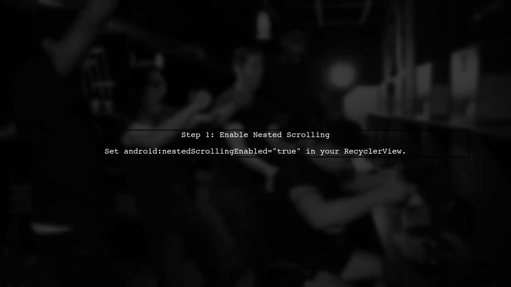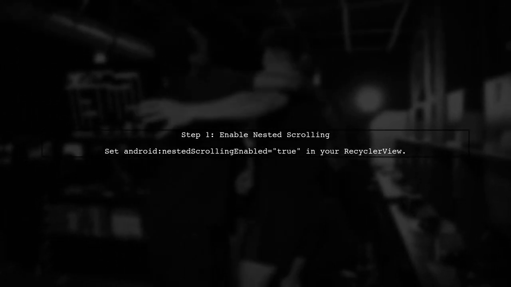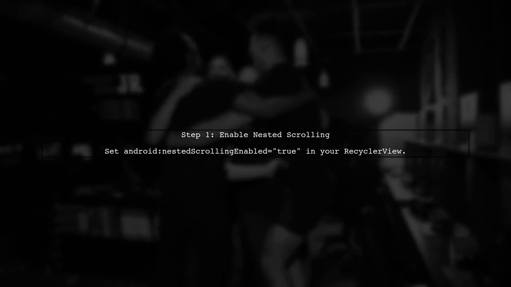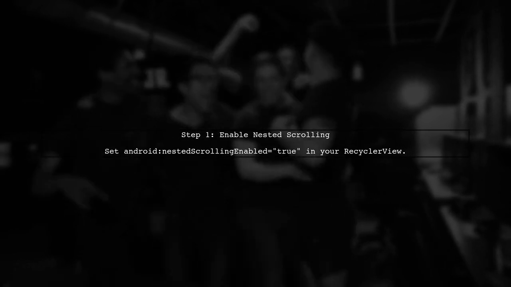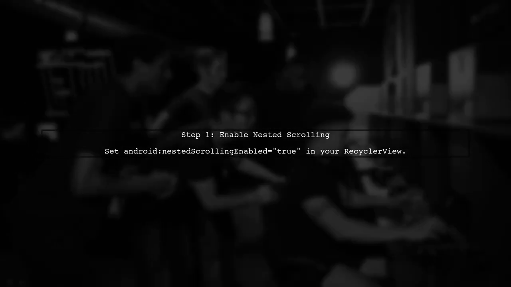Let's address the issue of the recycler view not scrolling inside the bottom sheet. First, we need to ensure that the recycler view is properly set up to handle nested scrolling.